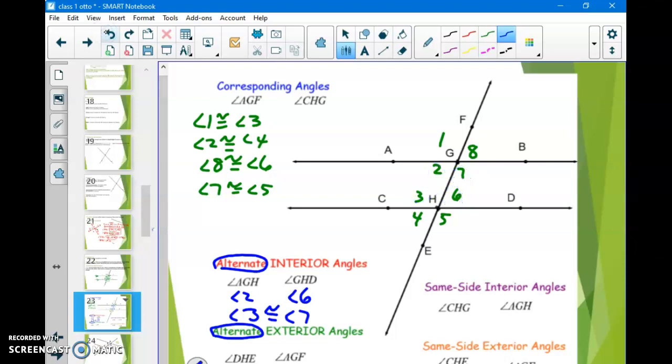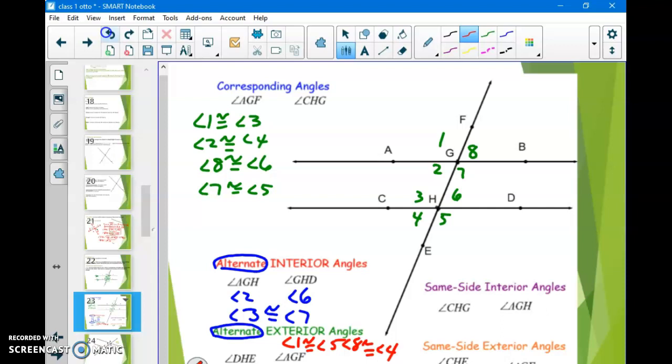Okay? Alternate exterior angles. And again, they're giving you a couple examples here. I'm going to go ahead and say angle 1 is congruent to angle 5, and angle 8 is congruent to angle 4. They are alternate exterior angles.